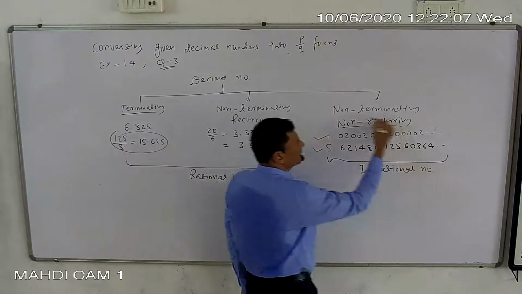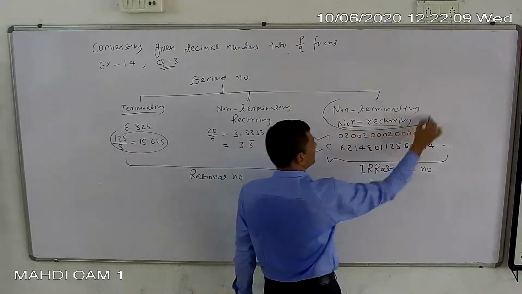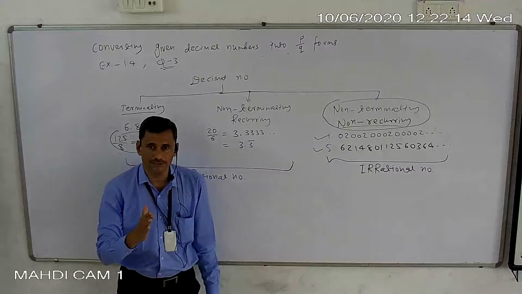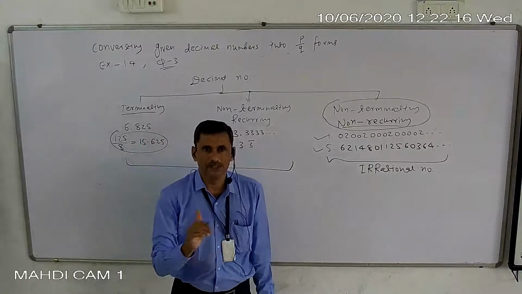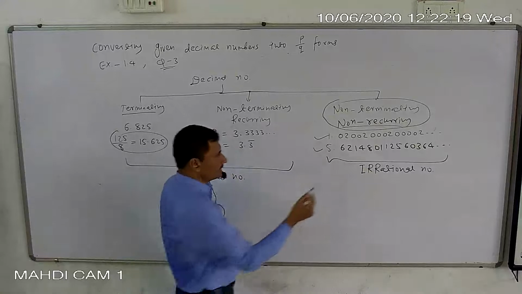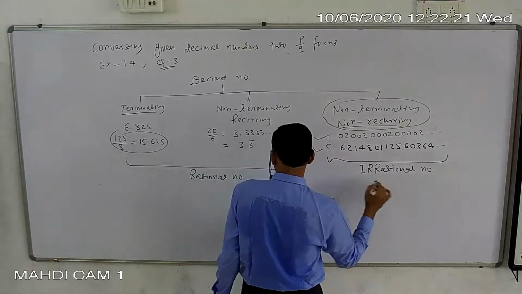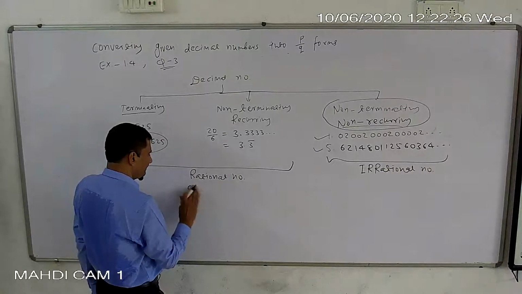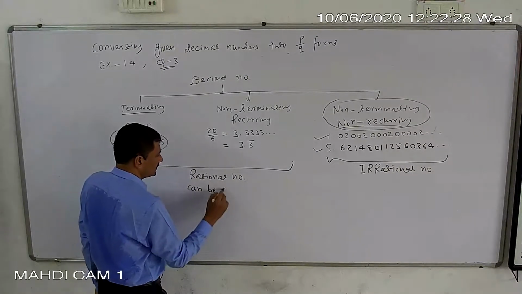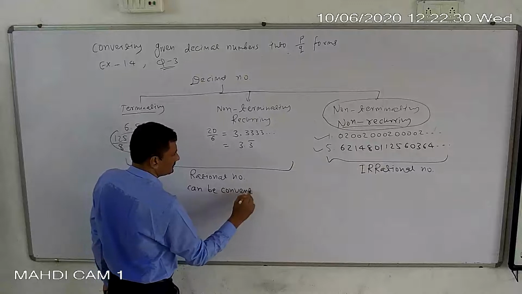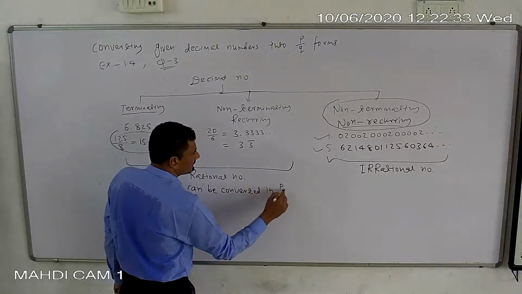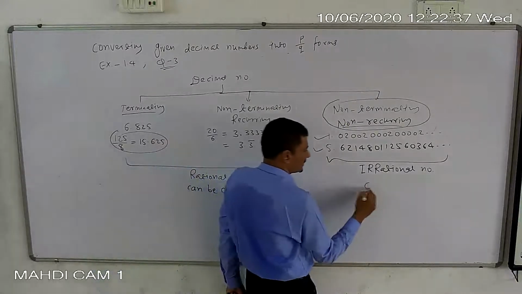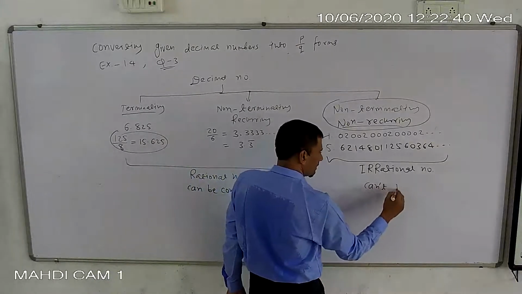Why? It is non-rational. So that is the definition of an irrational number. So the decimal form of an irrational number is always non-terminating, non-recurring. So understand, it cannot be converted into P by Q forms. Both of these can be converted into P by Q form. But this one cannot be converted into P by Q forms.